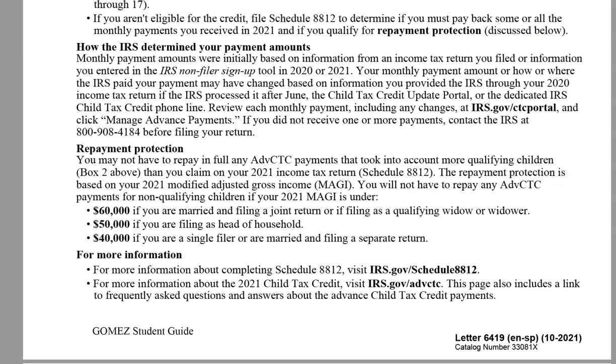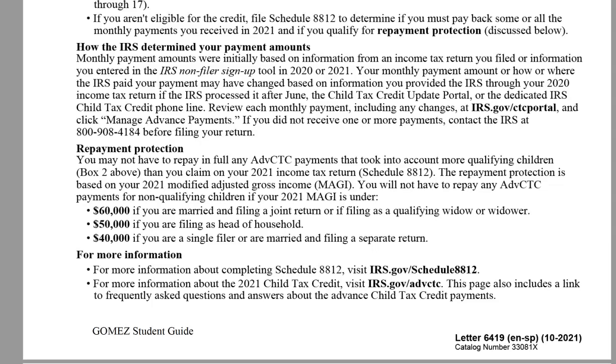So what if the taxpayer doesn't have letter 6419 and they have a child they should have gotten the advanced child tax credit for? First, you want to ask them whether they opted out of the advanced child tax credit or not. They could have done that, but probably most of them didn't. If they didn't opt out, then we can't prepare the tax return until the taxpayer has the 6419 or the equivalent from the IRS.